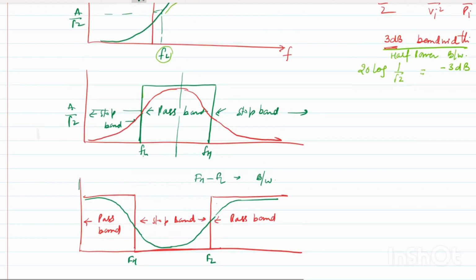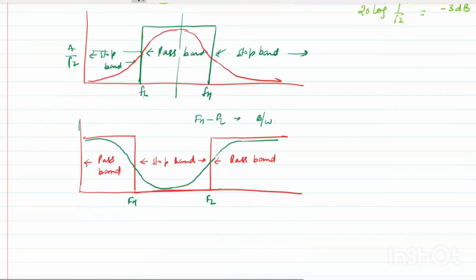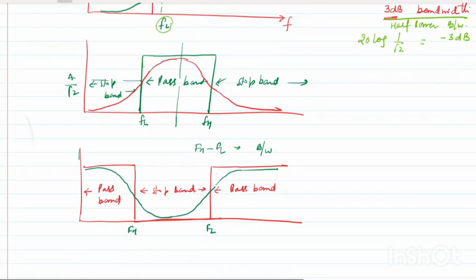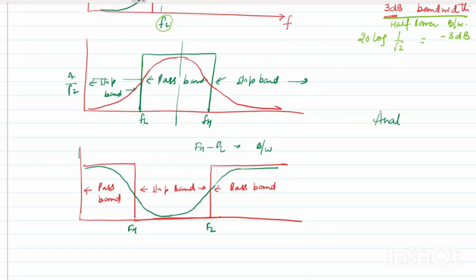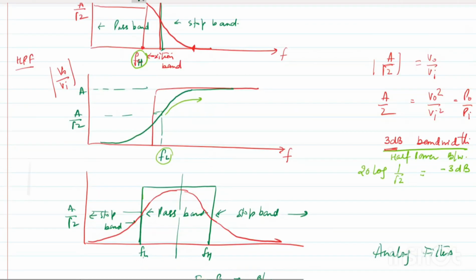Is it clear? All types of filters? You have just drawn the gain. So this is your analog filters. When we are calling this analog, we are not saying digital filters, but analog filters. Because we are showing f up to infinity. In digital filters the range does not go up to infinity; we have some periodic range. You will see that later. These are all analog filters.